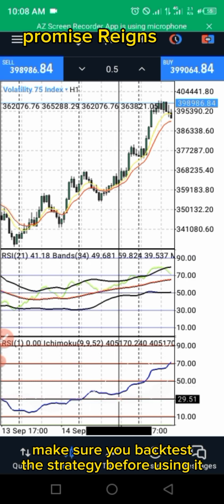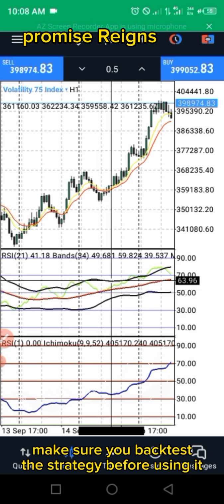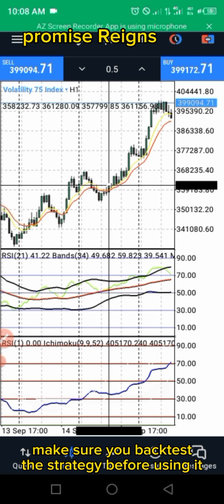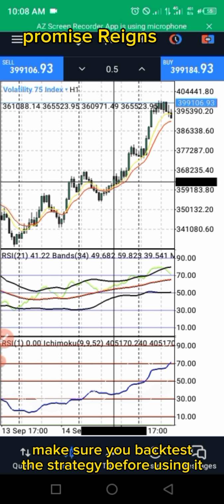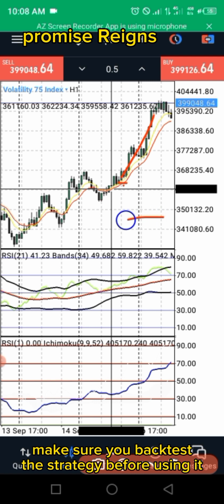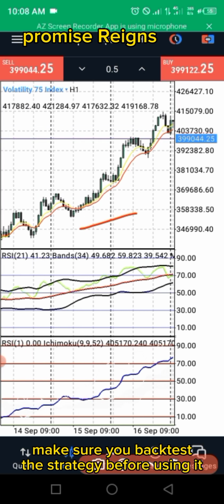Ichimoku line around the 50 region, and green has crossed the red, approaching the 30, approaching the Bollinger Band. Then we have what? The yellow crossed the red, and the candle closes above, so we enter from the next candle. Once we enter from this candle, let's say we enter from this candle here, we hold it. We will hold the trade till we see where a candle touches the red line.